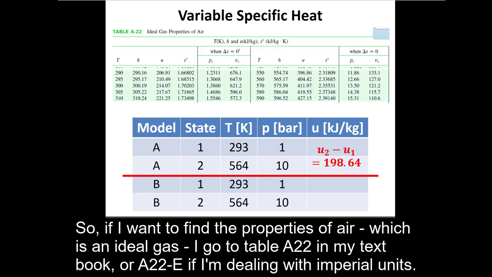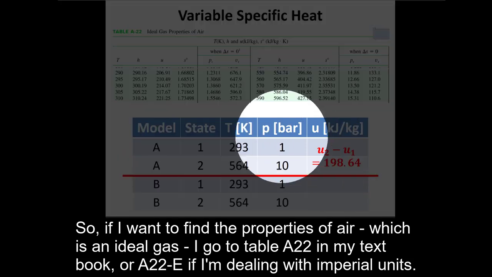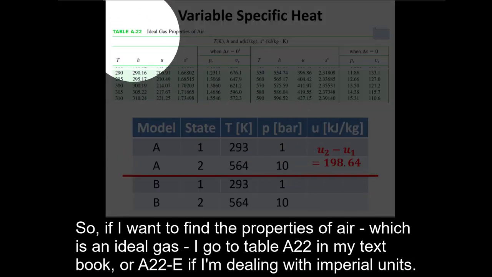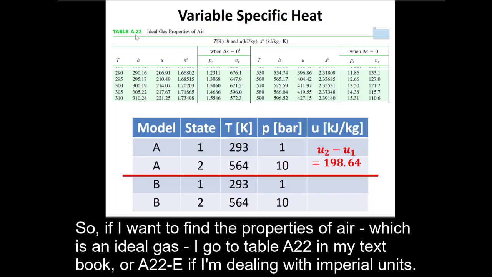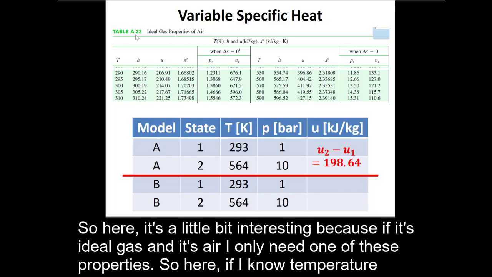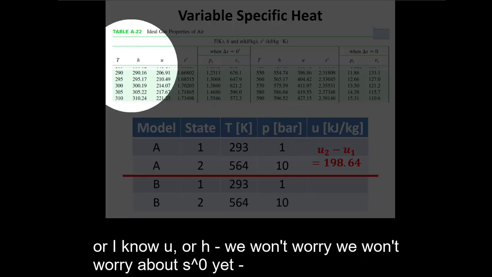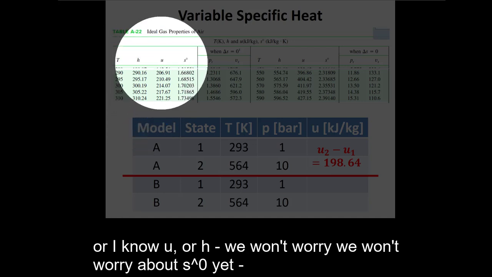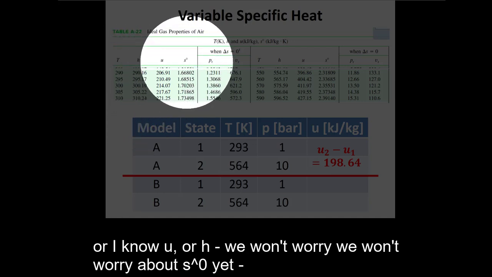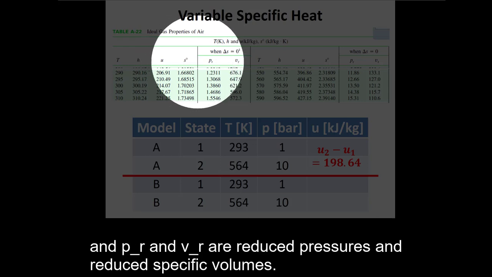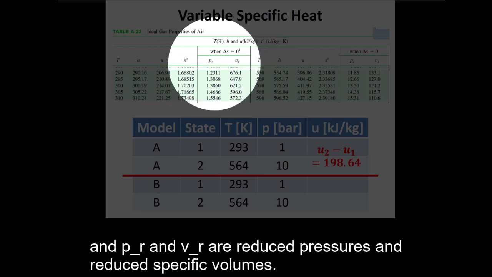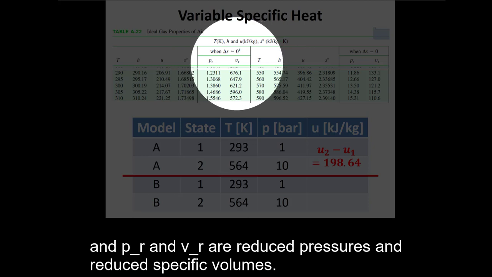So if I want to find the properties of air, which is an ideal gas, I go to table A22 in my textbook, or A22E if I'm dealing with imperial units. It's a little bit interesting because if it's an ideal gas and it's air, I only need one of these properties. If I know temperature, or I know specific enthalpy or specific internal energy, we won't worry about s superscript 0 yet. And Pr and vr are reduced pressures and reduced specific volumes.